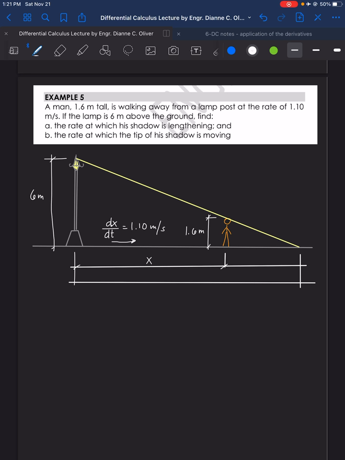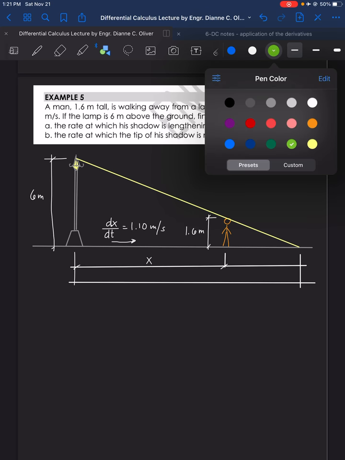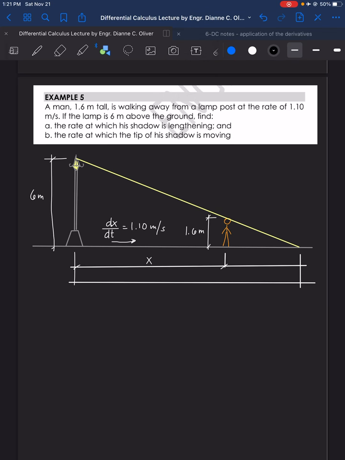Now, what is being asked? It says there, find the rate at which his shadow is lengthening and the rate at which the tip of his shadow is moving. Now, this might seem confusing at first. How can they be different? Well, let's explain it here. At this position, the man's shadow is from where he stands to this tip, the tip of the beam of light.